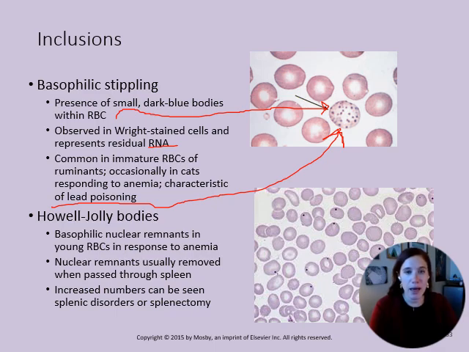We then can see Howell-Jolly bodies. These are basophilic nuclear remnants in young red blood cells in response to anemia. The nuclear remnants will usually be removed when the cell passes through the spleen, but increased numbers are going to be seen in splenic disorders or after a splenectomy. So if the spleen is going to swoop those remnants out, well, maybe it's not going to be there and able to do that. So Howell-Jolly, think of a jolly berry of Christmas.